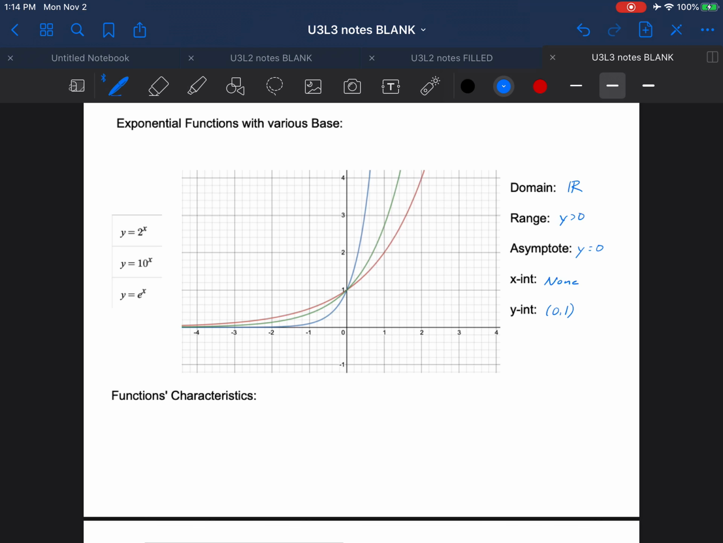And the characteristics, right, we've done this in the last class. But if the base is greater than 1, the graph goes up. If the base is between 0 and 1, then the graph goes down. Okay? And then we can apply all the different transformations that we know to those.